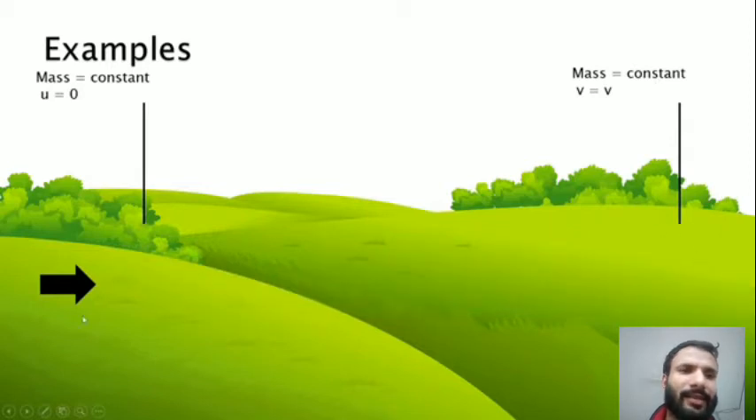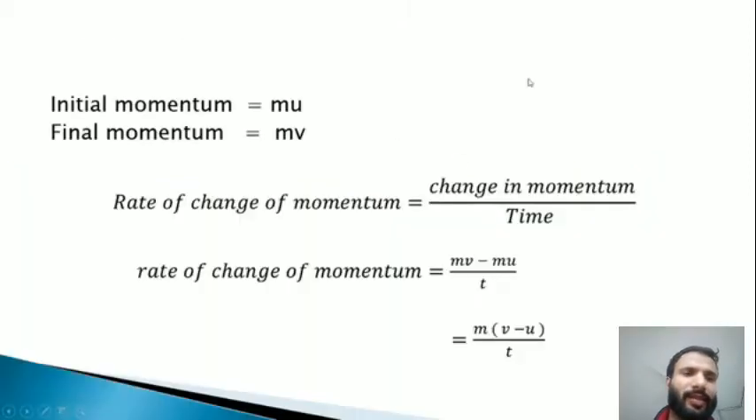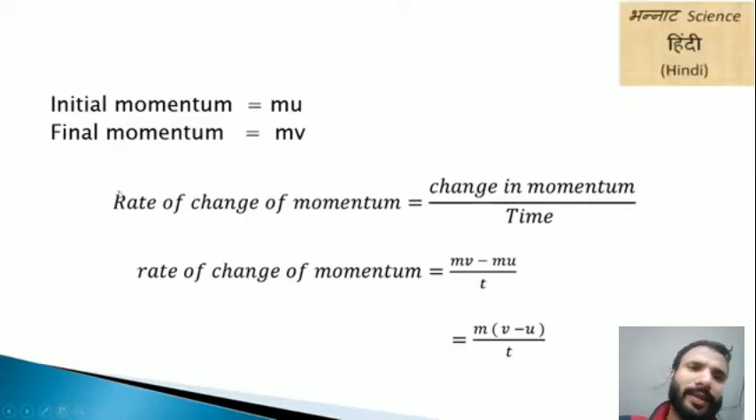Let the distance traveled by the football be some distance. Now initial momentum is equal to mu. Final momentum is mv. Rate of change of momentum, we know, is change in momentum upon time. So rate of change of momentum is final momentum minus initial momentum, mv minus mu, over time taken. Let the time taken be t. Taking m as common, in the bracket we will get v minus u, and the time taken will be t. We have already derived this in the previous lectures.